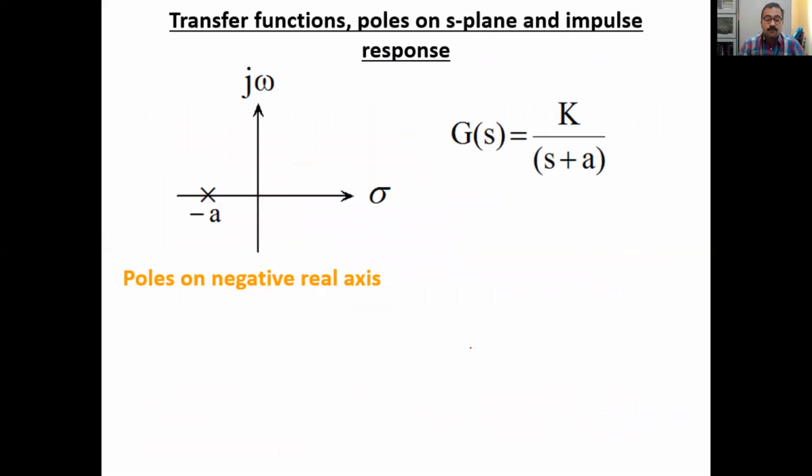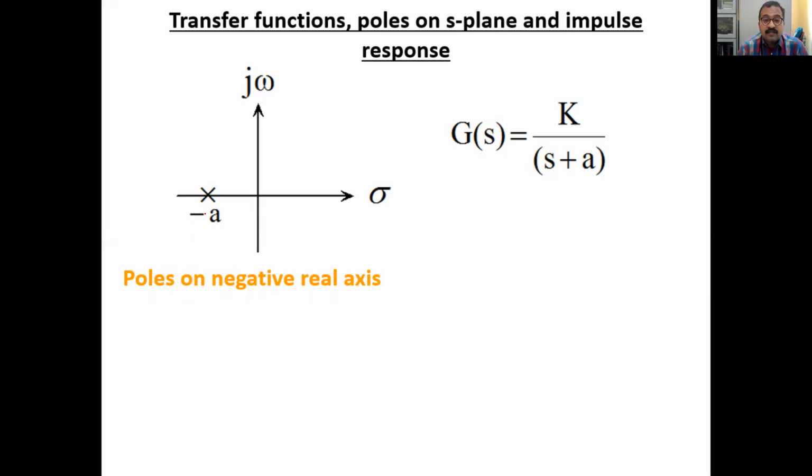Now we will consider a few cases. Suppose you have a transfer function G(s) equals K divided by s plus a. Where is the pole of the transfer function? It is at minus a. So now you tell me, what is the impulse response? You are given a transfer function. What's the impulse response?